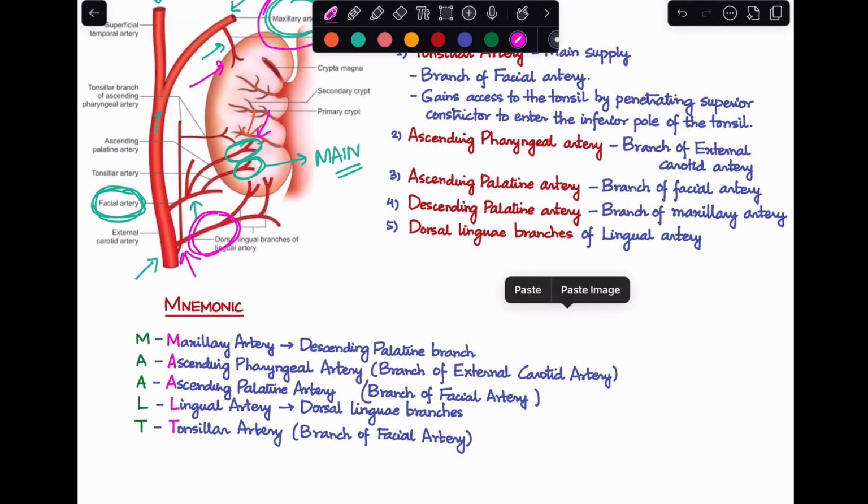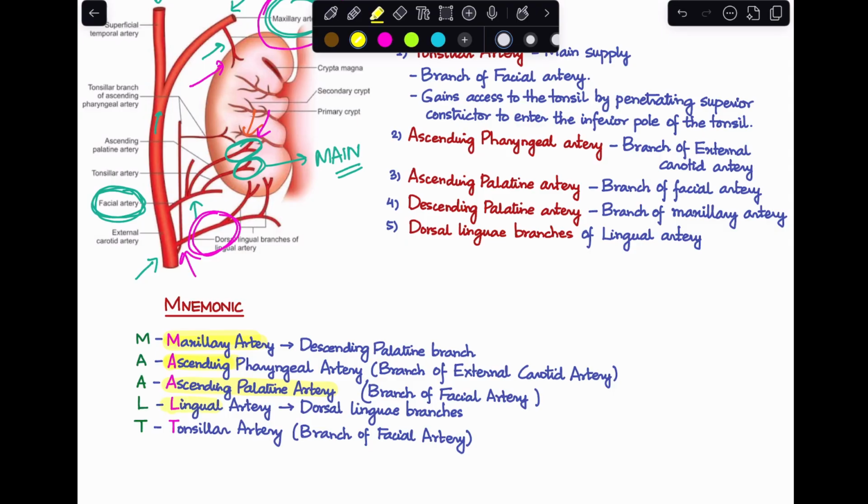Now, how do we remember this easily? So we remember the mnemonic MALT. M is the maxillary artery. As I said, maxillary artery gives off the descending palatine branch. There are two A's over here. One A is for the ascending pharyngeal artery, which is a branch of external carotid artery. The second A is for ascending palatine artery, which is a branch of the facial artery.